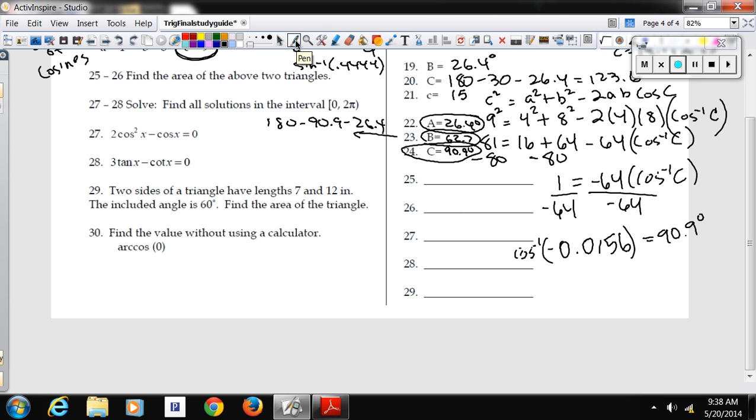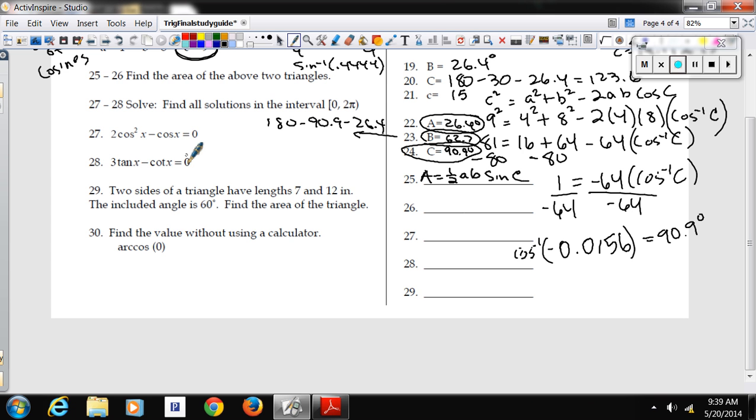All right, so let's go to the area ones, 25 and 26. If you remember this formula, and I would write it somewhere right now on your unit circle, so that you have this formula for area. Area equals 1/2 little a, little b, and the sine of angle C. And you're multiplying all those together. You're doing 1/2 times little a times little b times the sine of C.